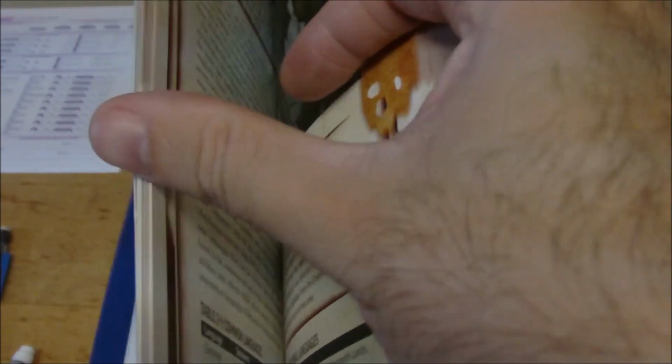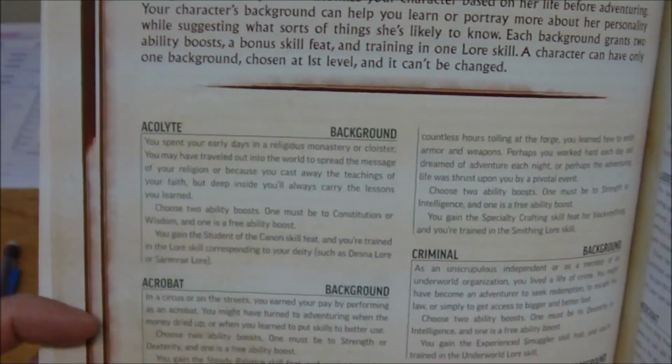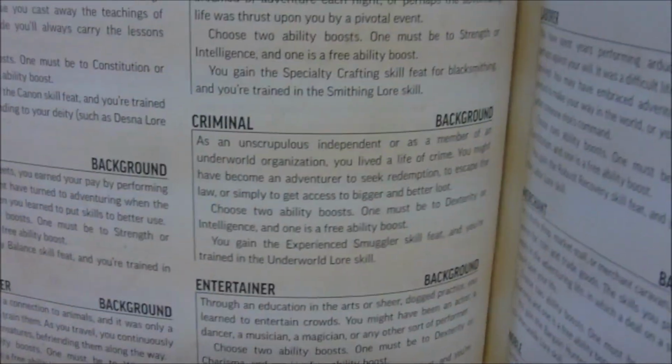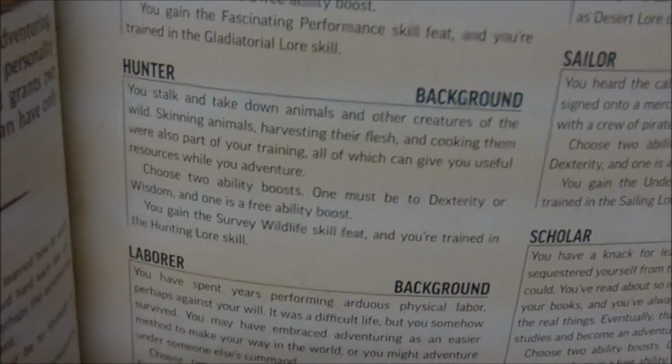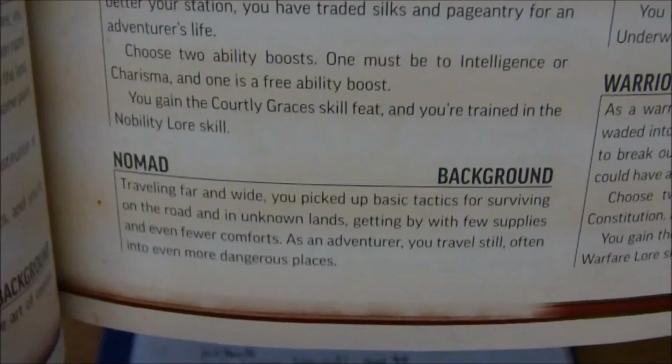So let's just take a look next at the backgrounds. I think that's just before the class section itself. Alright, so we've got our different backgrounds. We've got Acolyte, Acrobat, Animal Whisperer, Barkeep, Blacksmith, Criminal, Entertainer, Farmhand, Gladiator, Hunter, which is probably the one that I'm going to go for, Laborer, Merchant, Noble, Nomad, Sailor, Scholar, Scout.